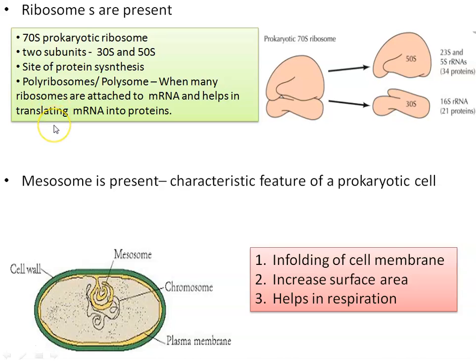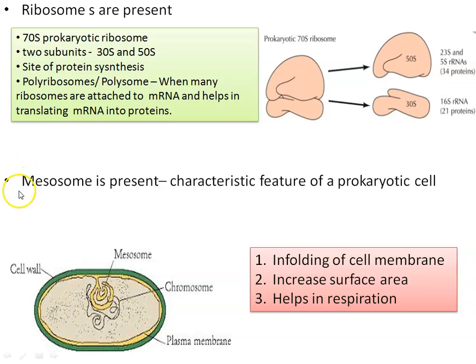I hope you are familiar with the concept of central dogma. So how does central dogma work? It's from DNA to mRNA, and from mRNA it leads to proteins. The process of coding from DNA to mRNA is known as transcription, and from mRNA to protein formation is known as translation. So ribosomes basically help in the process of translation, that is from mRNA into proteins.